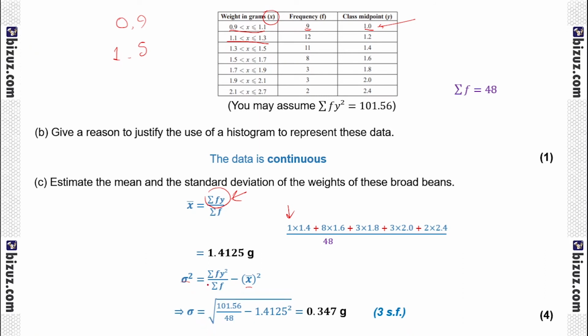It's not sigma squared. So first we need to plug in all the values. They allowed us to use this sum of f y squared. It's going to be 101.56. Total number of items we know is 48. We already found the value of x bar. Then you also need to take a square root. Need to be very careful that we take the square root at the end, and this is going to give us a value of 0.357 grams.